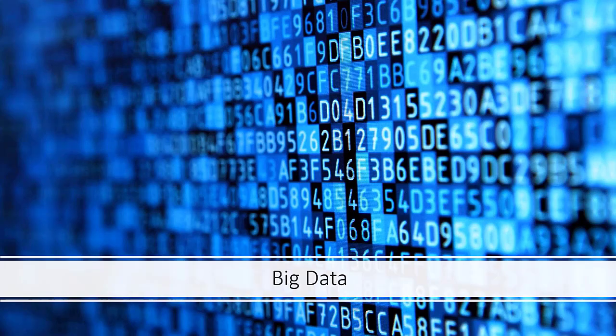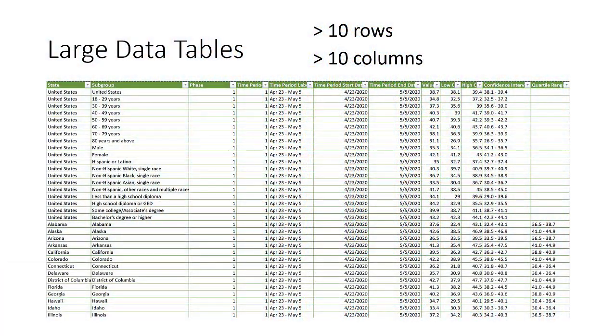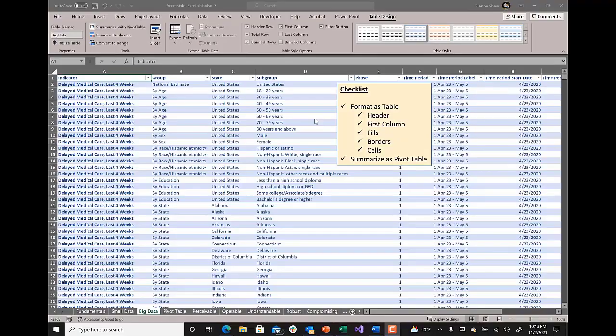Now let's discuss big data. Large data tables are going to be anything larger than having more than 10 rows or more than 10 columns. In other words, it's just too big to be absorbed as a whole. So it's going to need to be sliced and diced and summarized and manipulated for comprehension. Now we're going to talk about big data.